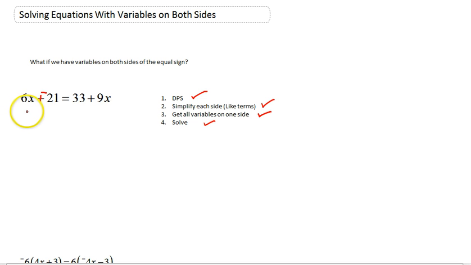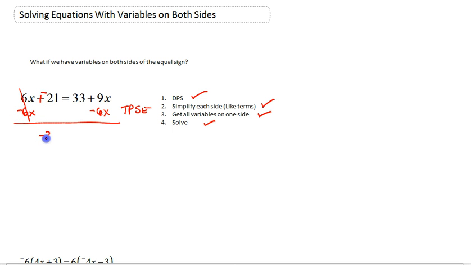I'm going to move 6x. The opposite of adding 6x would be subtracting. So I'm going to subtract this whole term, 6x, from both sides. That's called the transformation principle of subtraction for equality. Alright, well, adding 6x and subtracting 6x cancels it out.